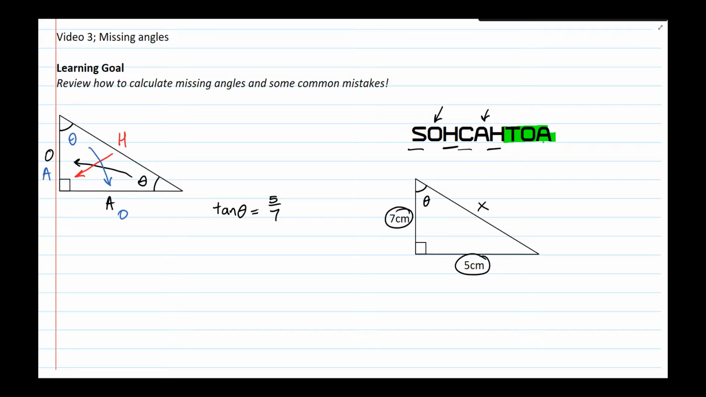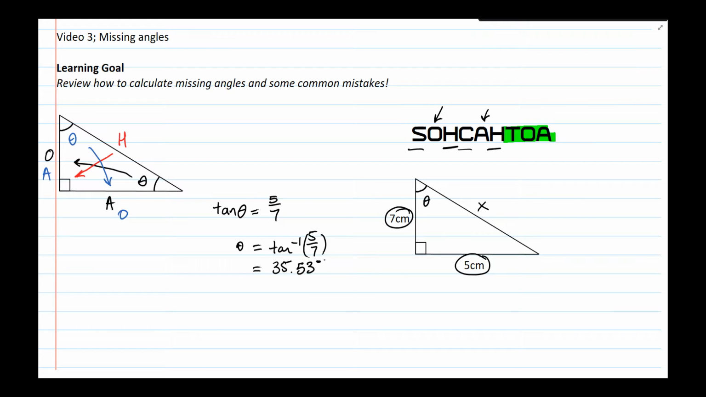Now I go through and I need to separate my tan and the theta. So I'm going to write this down as theta is equal to tan inverse of 5 over 7. And when I put that into my calculator, it gives me an answer of 35.53 degrees. And I'm going to leave it as that. We'll go back and have a look at angles in terms of degrees, minutes and seconds at some stage, but for now, 35.53 degrees is perfectly appropriate.